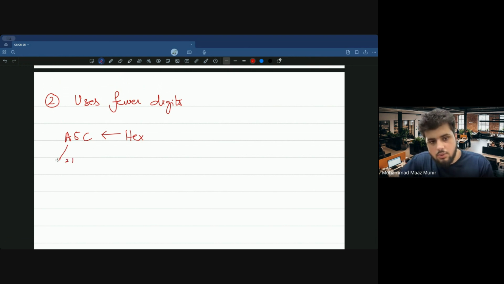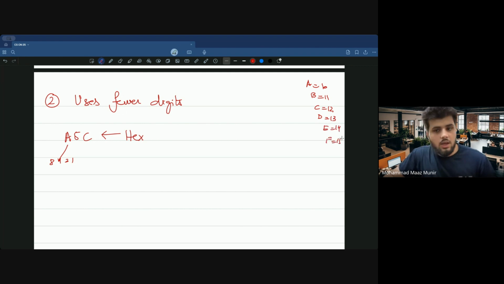A would be 1, 2, 4, 8. What is A? A is basically 10, right? Always write it: A equals 10, B equals 11, C equals 12, D equals 13, E equals 14, F equals 15. If you guys have a page with you, just try solving it. Okay, wait.